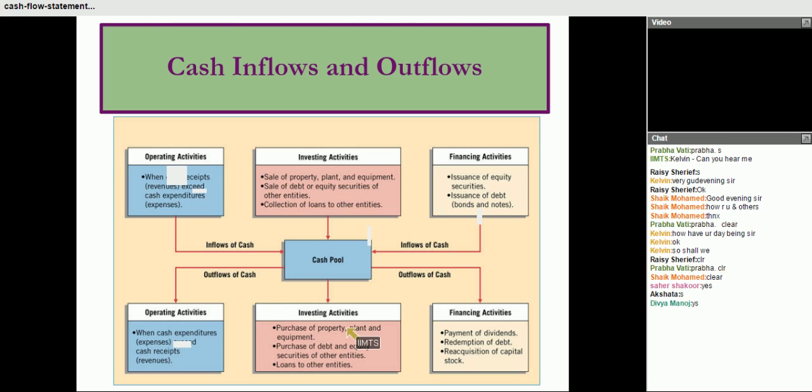Similarly, for investing activity, if we purchase any property, plant and equipment, or we purchase the debt and equity securities of other entities, or give loans to other entities, then it is known as cash outflow. Similarly, for financing activity, paying of dividends, redemption of debt, and reacquisition of capital stock are outflows of cash. Clear, everyone?